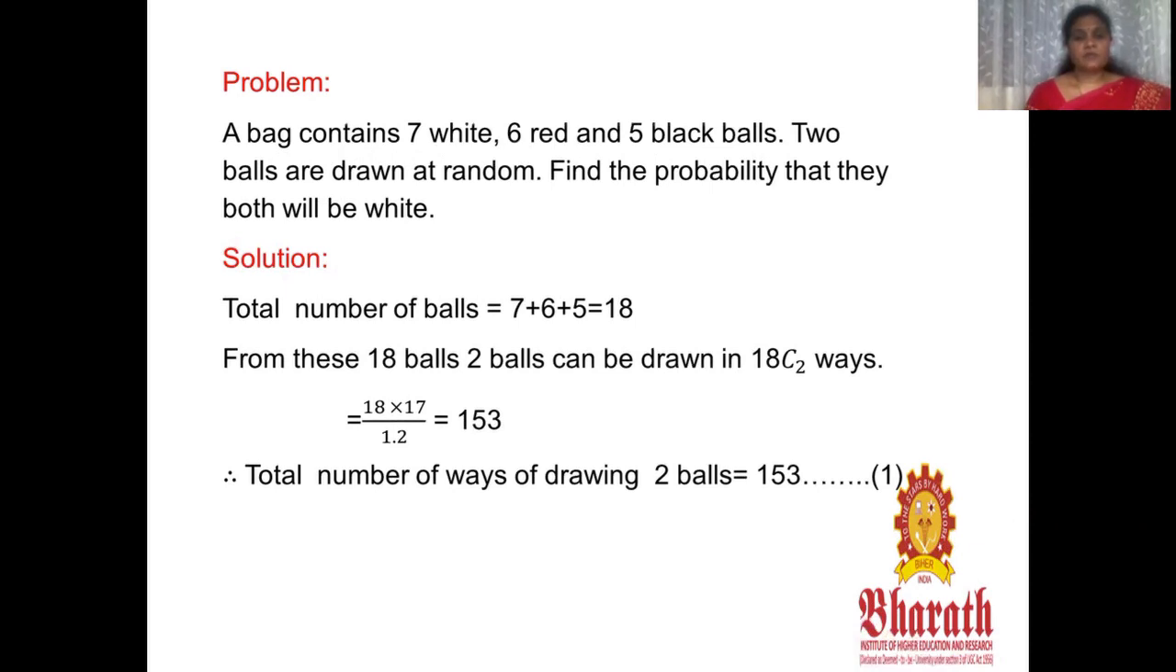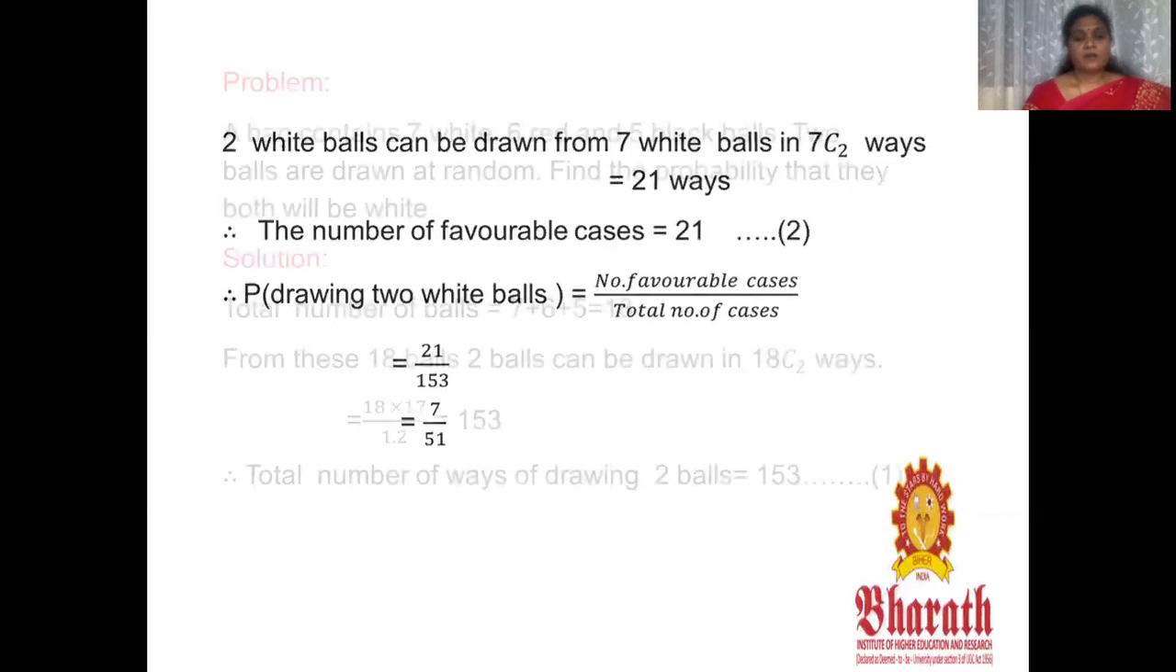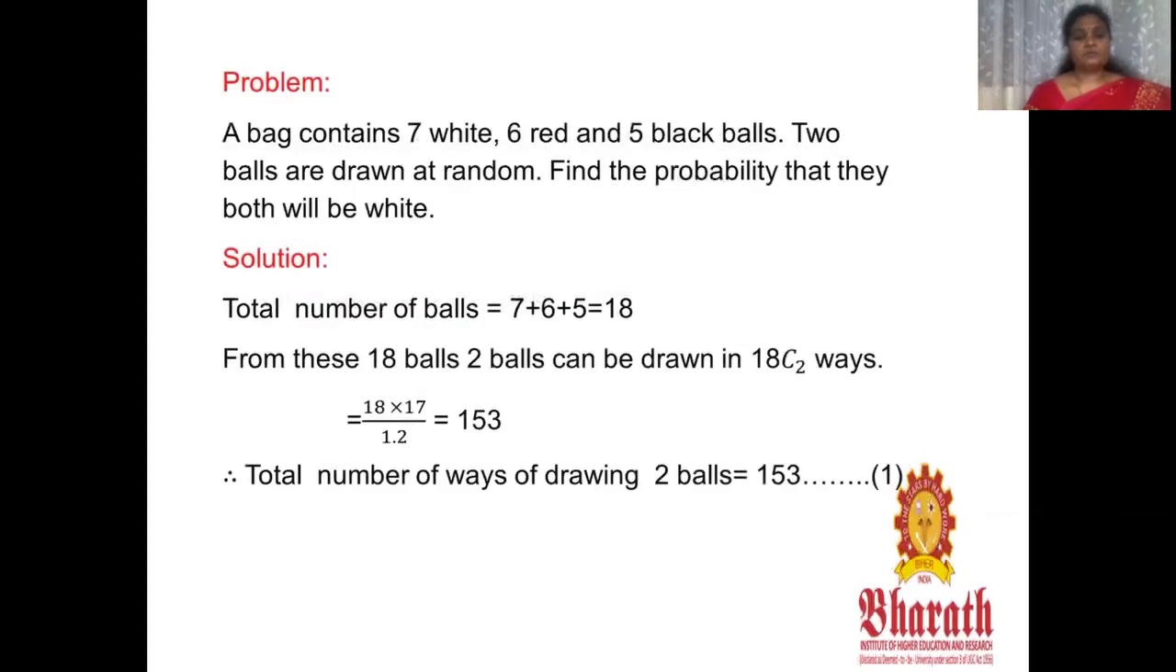From these 18 balls, 2 balls can be drawn in 18C2 ways. If we calculate 18C2, you get 18 into 17 divided by 1 into 2. The answer is equal to 153. Therefore, the total number of ways of drawing 2 balls is equal to 153.